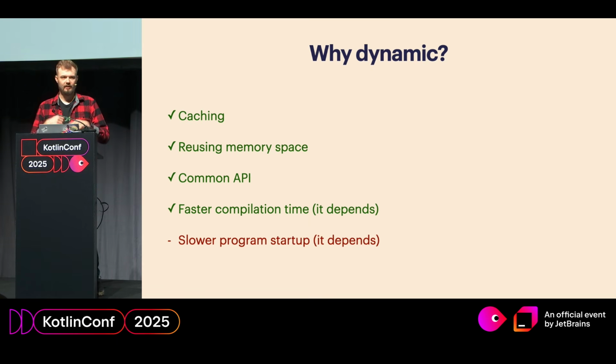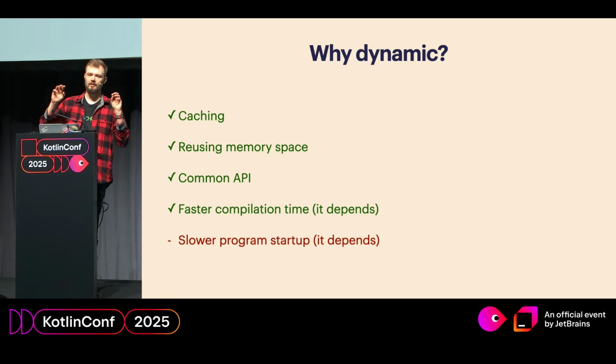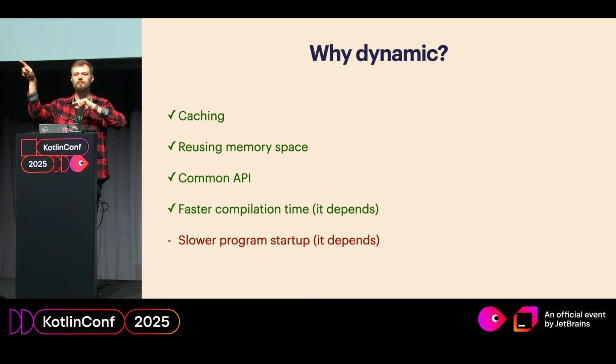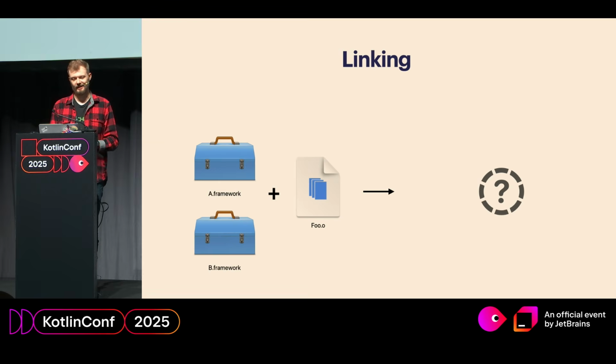Slower startup time works the same way. Because the dynamic libraries are separate from your main one, the dynamic loader, when you're running your app or executing, needs to load everything. It needs to plug everything. It needs to load things that you may not even be using. So the more dynamic libraries, the more dependencies you have, the slower your app will start. But again, it depends, because this can happen with static too. It's just complicated and complex.